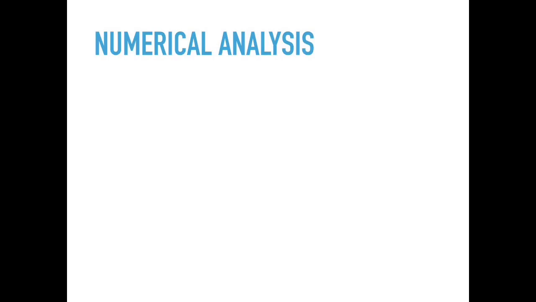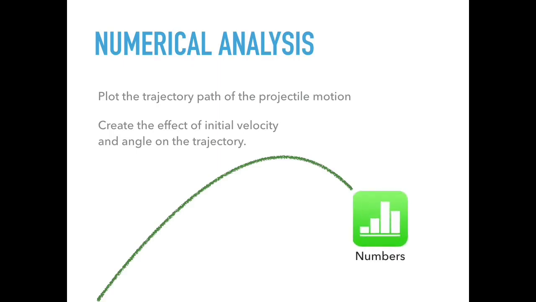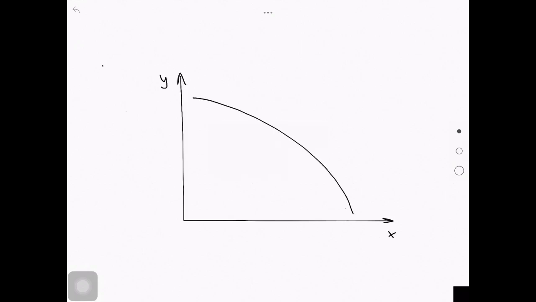For the numerical analysis part, you have to plot the trajectory path of the projectile motions, and you have to show the effect of initial velocity and the angle on the trajectory. For this task, you have to use the Numbers app. Let's plot the XY Cartesian coordinate, and let's say this is the trajectory path.